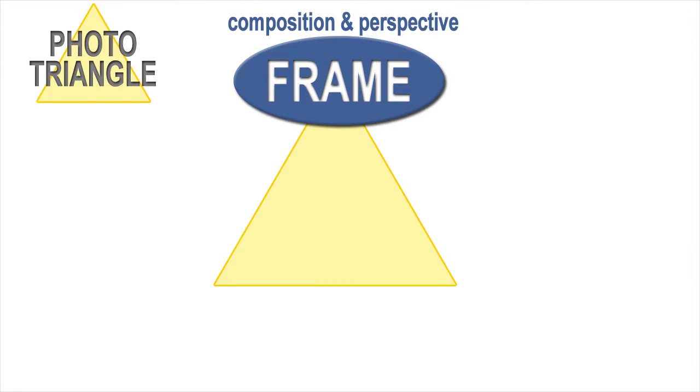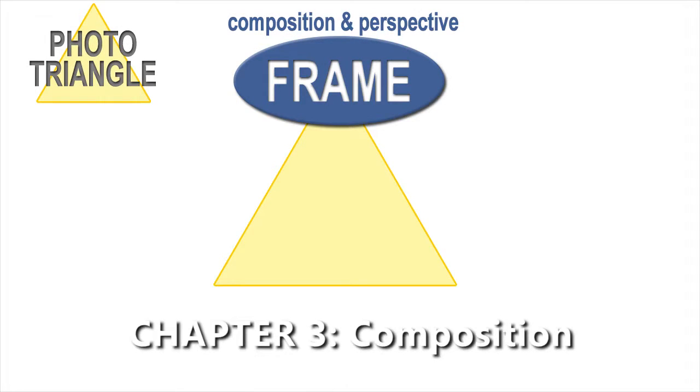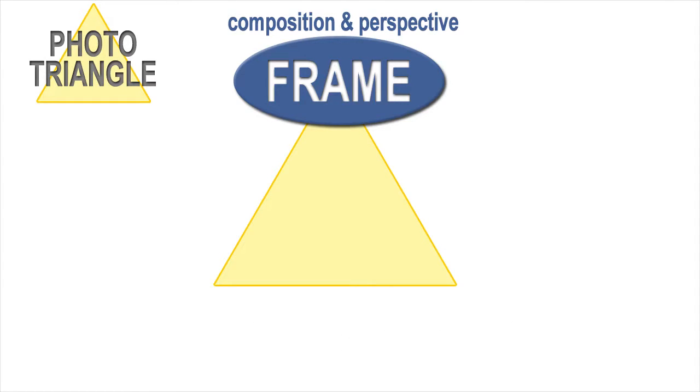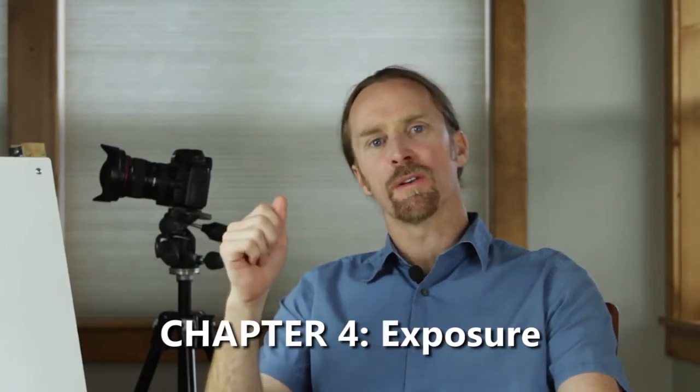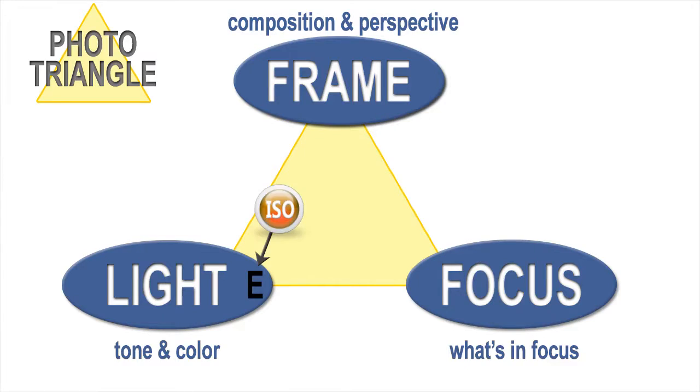Okay, the first chapter that deals with the photo triangle is our third chapter, which is on composition, which deals with framing of your image, and that looks at perspective, lens choice, and I have some really interesting tips on how to use the autofocus points in your camera to compose your pictures better. Now the next chapter after that is exposure. Now exposure is one of the key things to understand for taking better photographs, and I'll look at the three main settings that are required for getting correct exposure, and that's the ISO, aperture, and shutter speed.